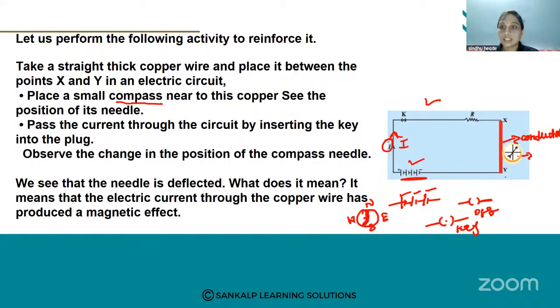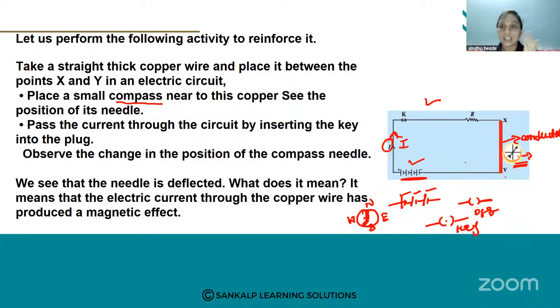Whether it may be in the direction of south, north, east or west, anything, but still this compass box shows some deflection. When the current starts flowing in the circuit, that time this compass shows some deflections. So at that time, this scientist Oersted noticed some deflections in the compass when the current started flowing in the circuit.